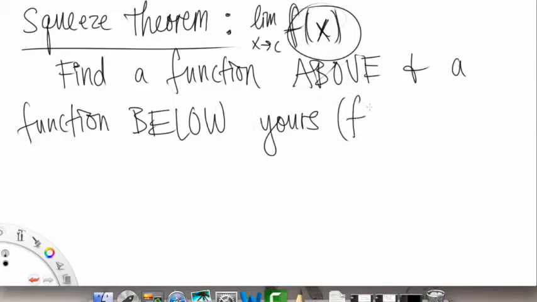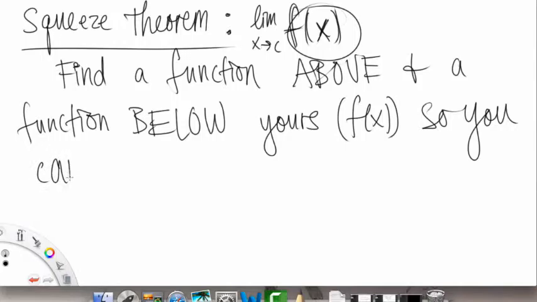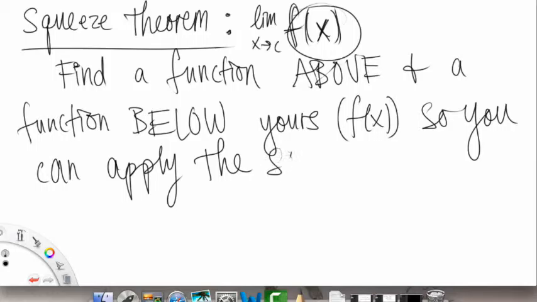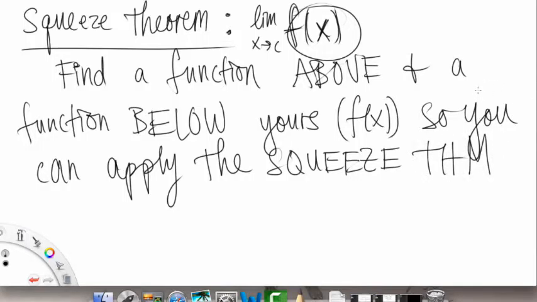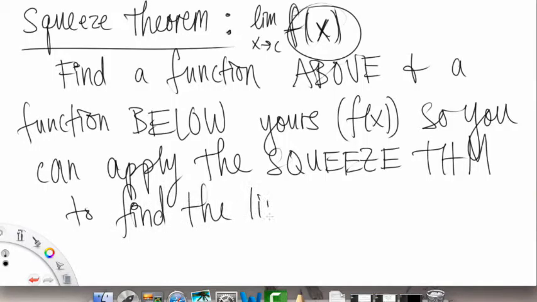Your f of x is squeezed between them, so that would be our given. So you can apply the squeeze theorem to find your limit, to force the limit of f of x to be something. Okay, so you don't have to worry about this too much. I'll do an example of this on the practice problems video, okay?